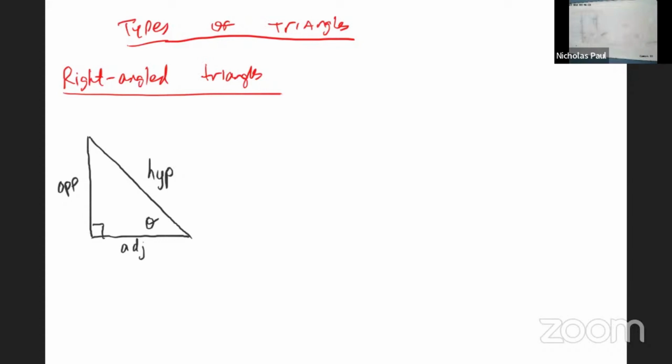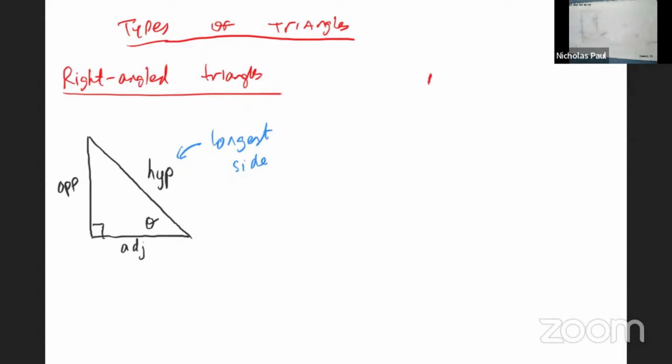So if your angle is here, opposite is here. Of course, we should know that the hypotenuse is the longest side. All right, so that's the first type of triangle.